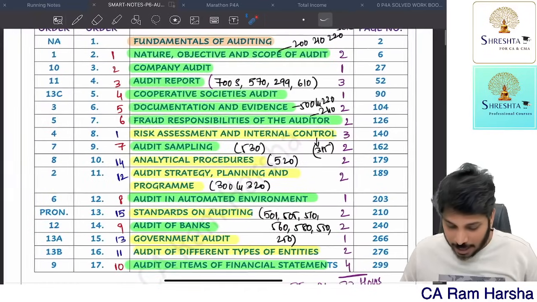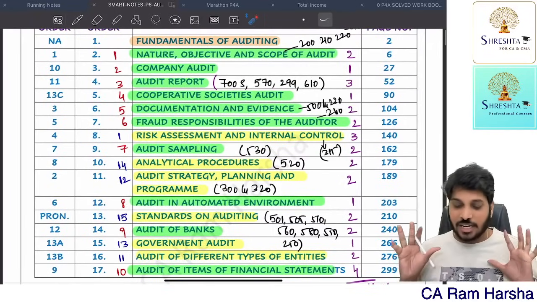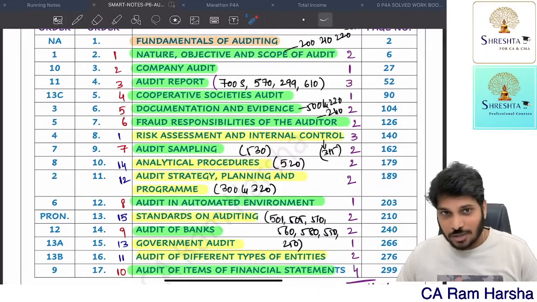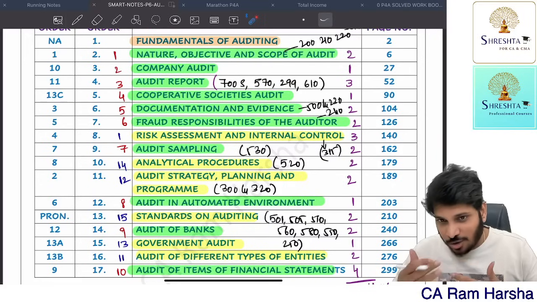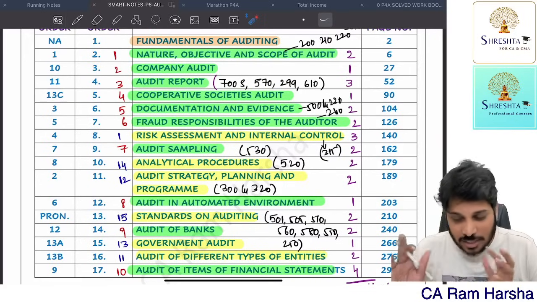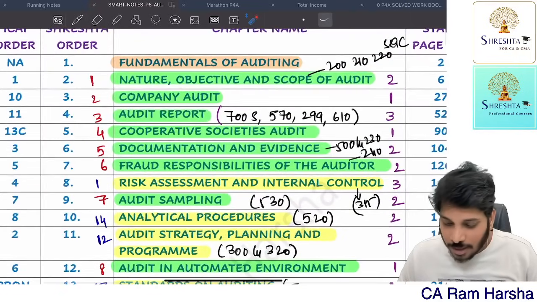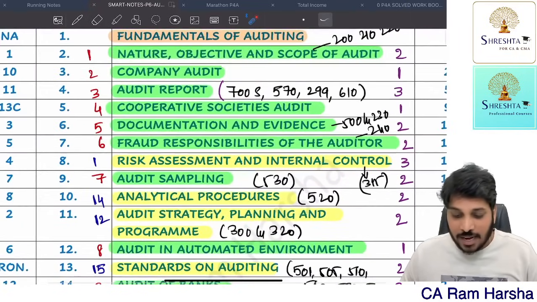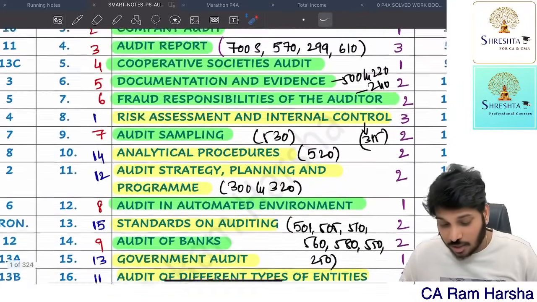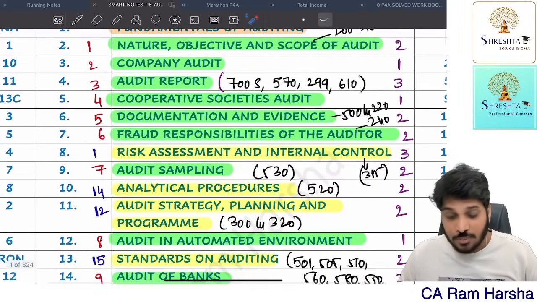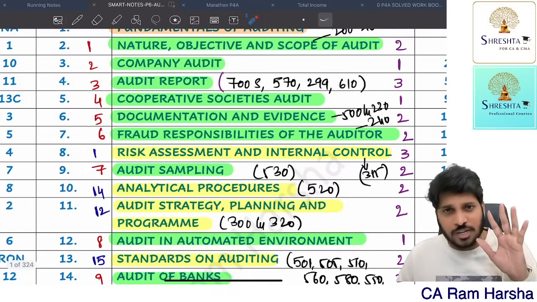Let's do one thing. I'll just minimize it. You can take a screenshot of it right now. Take a screenshot, so that you need not come back to this video again and again after watching this. Fine. So now you see here, whatever I have highlighted with green highlighter, these are all priority 1 topics.